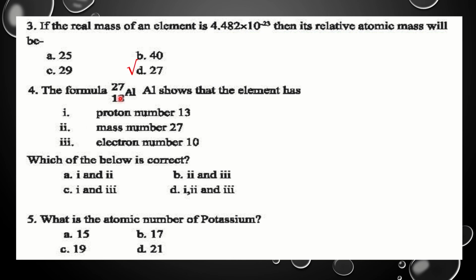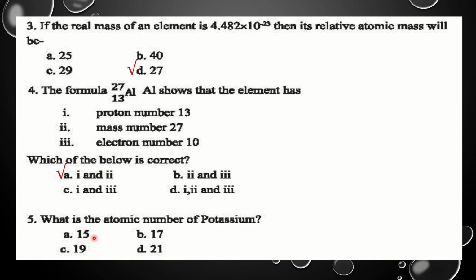Number 4 MCQ. The formula of aluminium: its atomic number is 13 and mass number is 27. It shows that the element has proton number 13. Yes, its atomic number is 13. Mass number 27. Yes, its mass number is 27. Electron number 10? It is a neutral atom, so its electron number and proton number are the same. So, its proton number is 13, and the electron number will also be 13. So, options 1 and 2 are the correct answer, that is A.